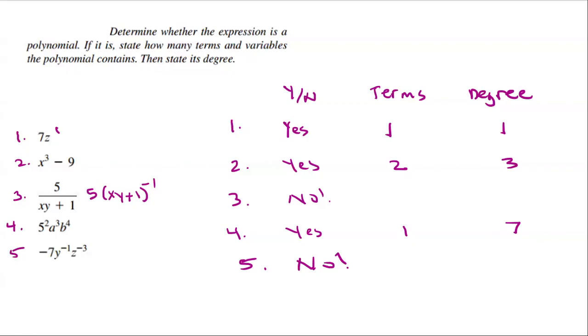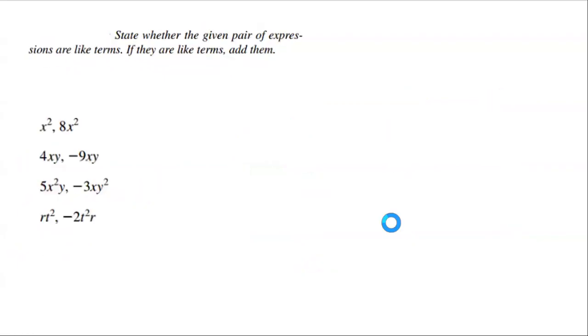All right, let's go to our next one. All right, so this one says state whether the given pair of expressions are like terms. If they are like terms, add them. Okay, so again, let's label this 1, 2, 3, 4. So that's our question. Are these like terms? Okay, if so, add them.